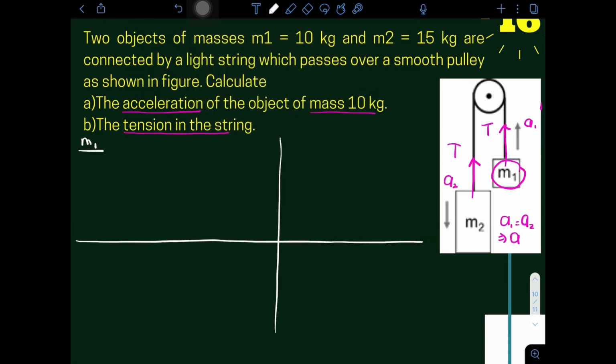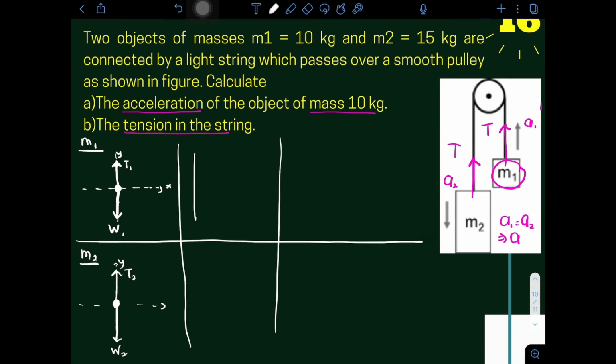So let's do M1 over here. So we have x-axis and y-axis. We have mass 1, so we will have weight 1. We have tension upwards away from object 1. No other forces because it's hanging. So for M2, we also have an FBD. We have weight 2 over here and tension 2. So this is y.